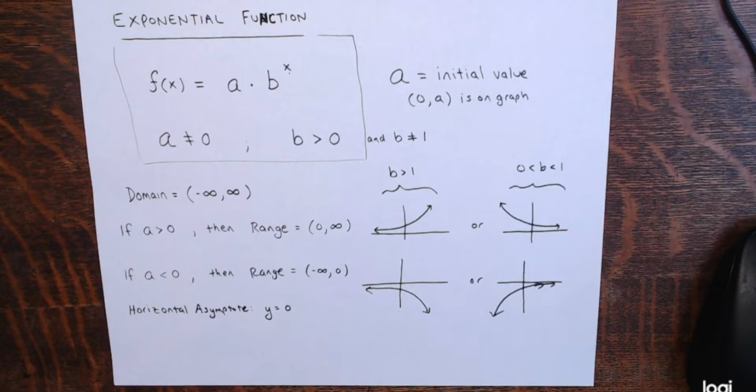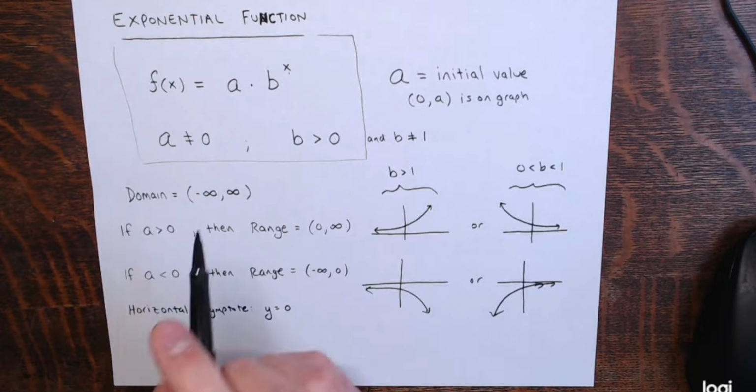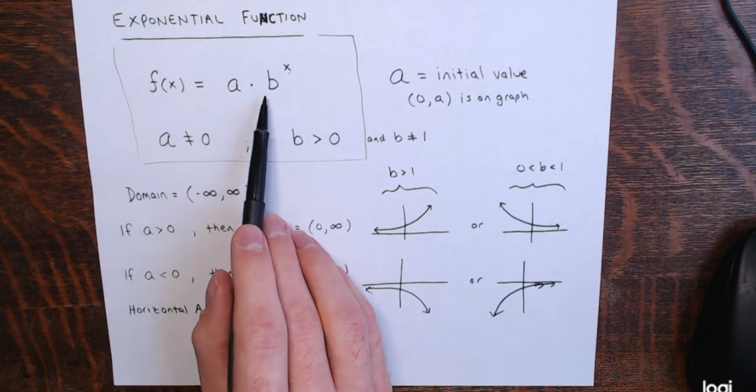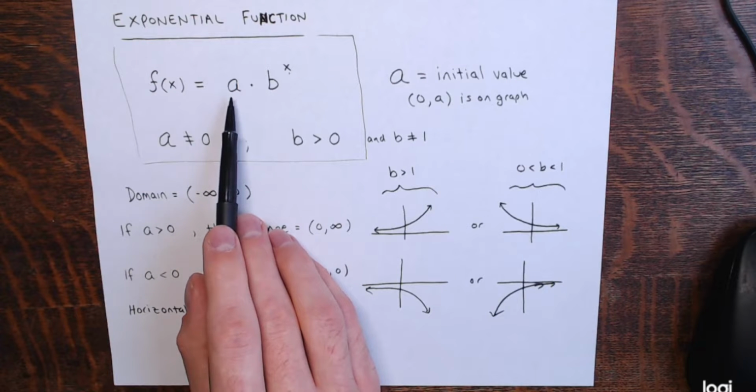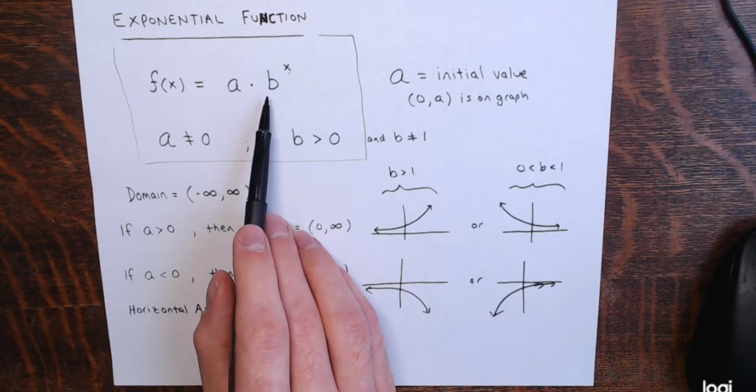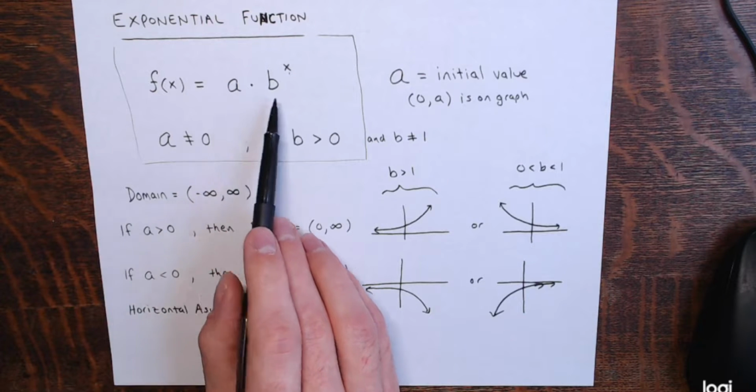Now, in order to write an equation for an exponential function, notice that there are two unknowns here. I need to know what a is, and I need to know what b is. So I just need two ordered pairs. I only need 2 points to find these two unknowns.